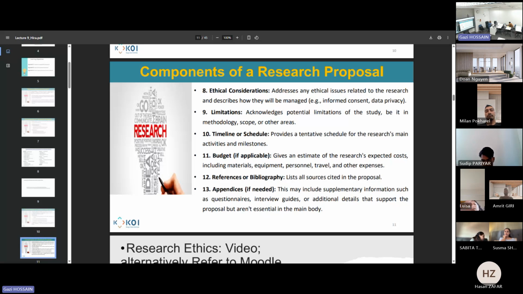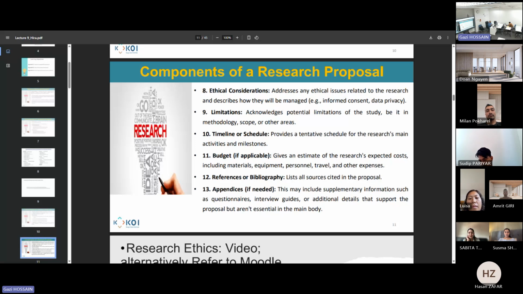Research methodology and literature review, we can start together or do simultaneously at the same time. So this is called the timeline. And from the introduction or background to the end, we will be doing it in all 12 weeks.